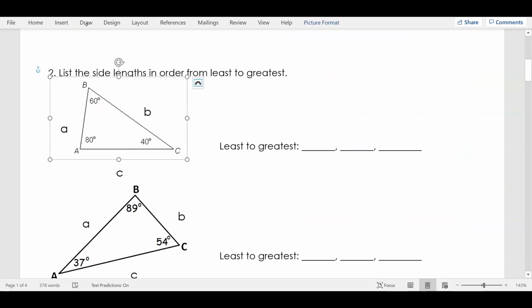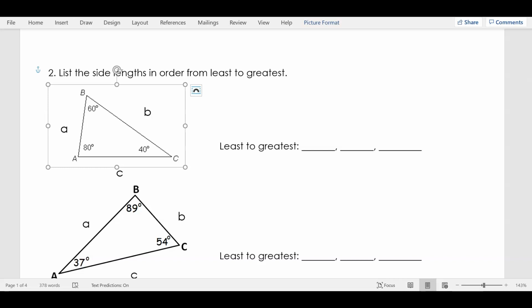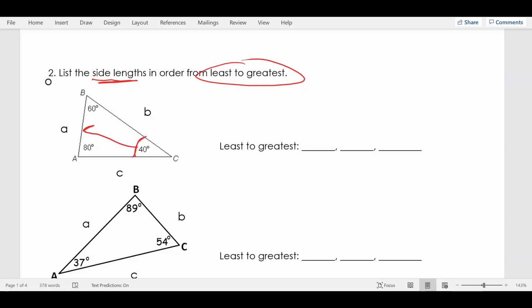Okay, on number 2, list the side lengths in order from least to greatest. So if we're doing side lengths, then we need to look at the angles. So what's the smallest side length? It's across from the smallest angle. So the smallest angle I see out of 60, 80, 40 is 40. What's across from 40? Okay, so this side is segment AB. The middle angle I see is 60. Across from 60 is this side, which goes from A to C. And then the biggest angle, 80, across from that is this side that goes from B to C.